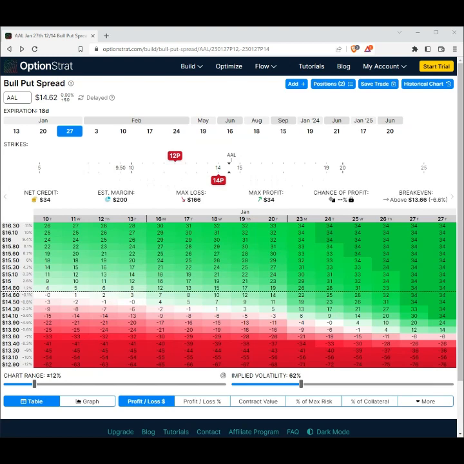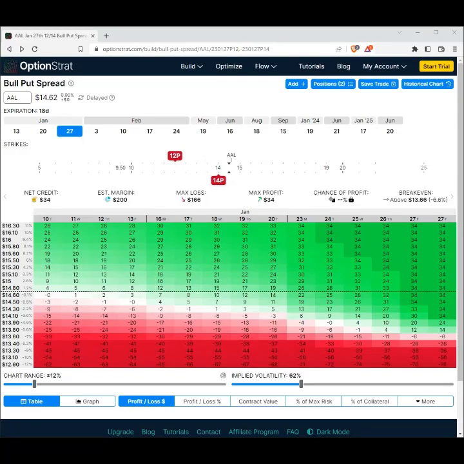A few things to remember. First off, the example we're showing here is just for illustrative purposes only. It is not a recommendation for you to trade a bull put spread on ticker symbol AAL at the stated prices or expiry dates. You need to do your own research. You also need to be mindful of the impact of fees that your broker may charge for placing and closing trades on their platform, as this can affect your profit and loss calculations.